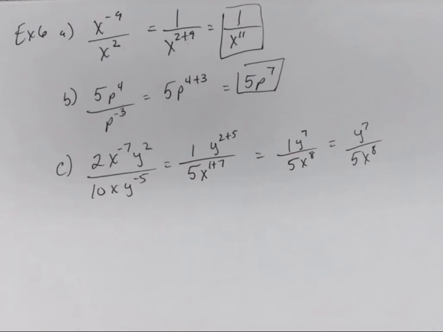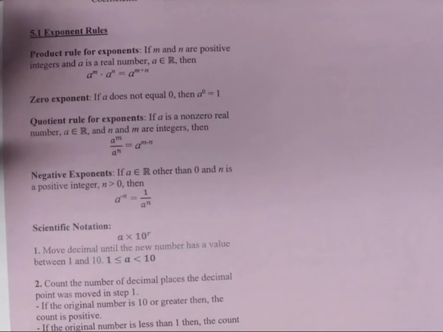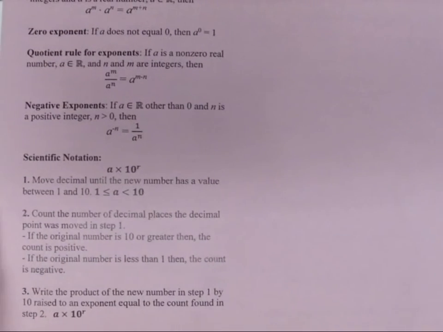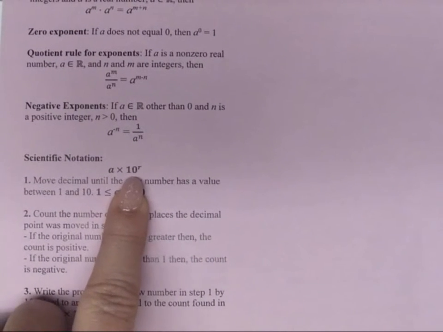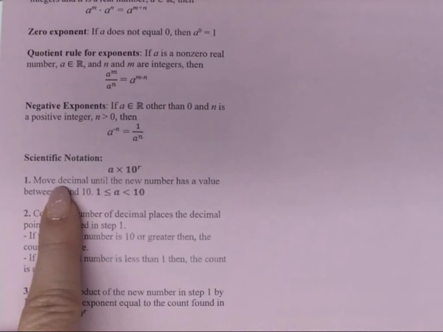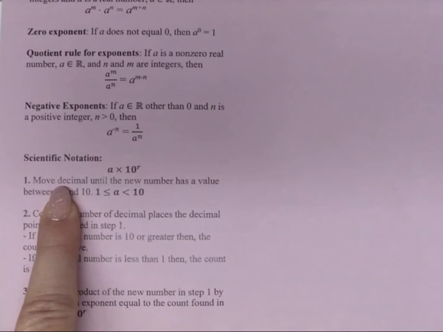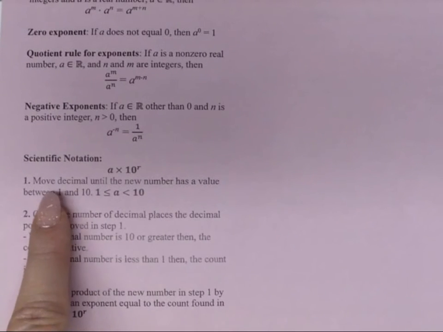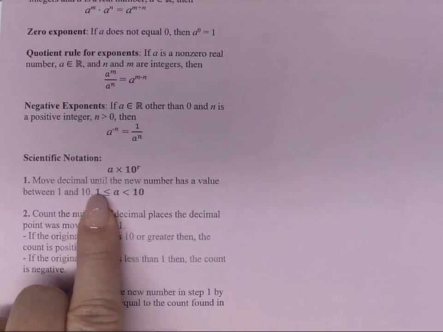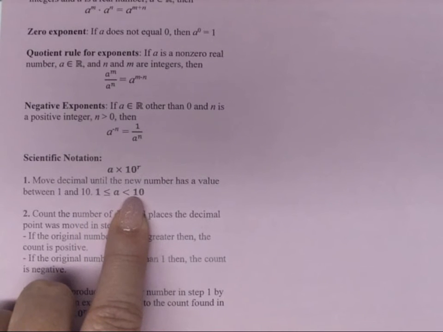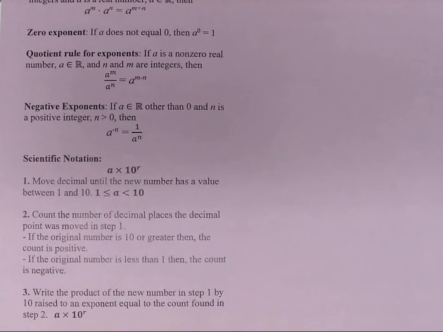Okay, so the next thing we're going to learn is scientific notation. For scientific notation, we are looking at a times 10 to the r. You have to move the decimal, whatever the number is, until the new number has a value between 1 and 10. So it's greater than or equal to 1 and less than 10, but it won't equal 10. So it has to be a single-digit number in the front.